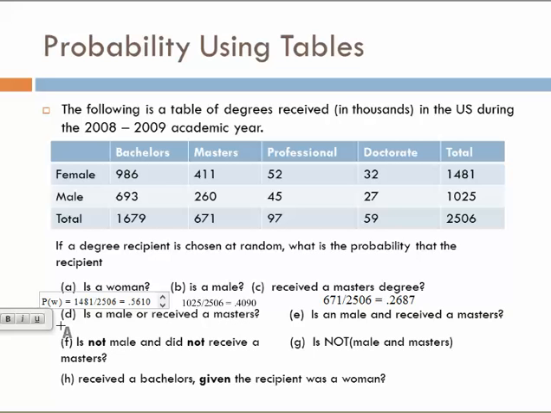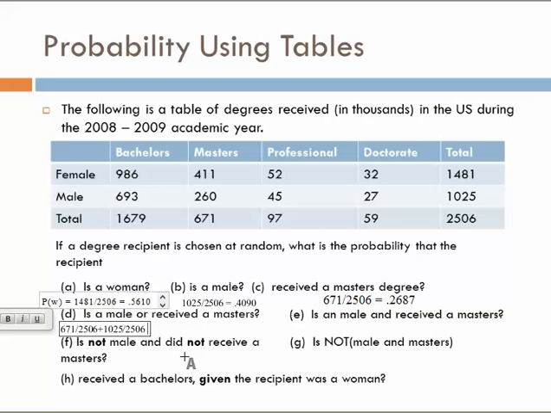So as I look at finding that probability, we're going to take the probability that it's a master's recipient: we know there's 671, so we have 671 out of the 2506. To that we're going to add, I'm sorry, that's not male, that's masters. So we'll do that first. So we found the probability that it's a master's degree recipient. We're going to add to that the probability it's a male, which is 1,025 out of 2506.